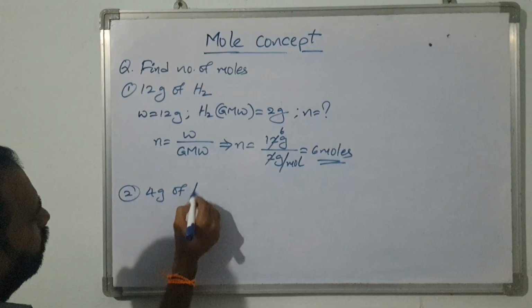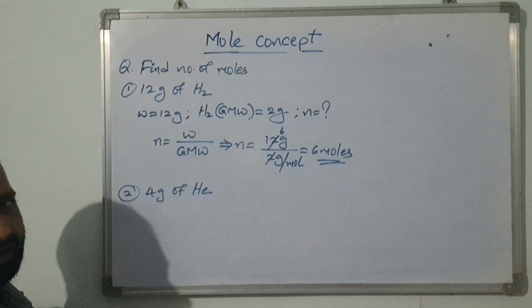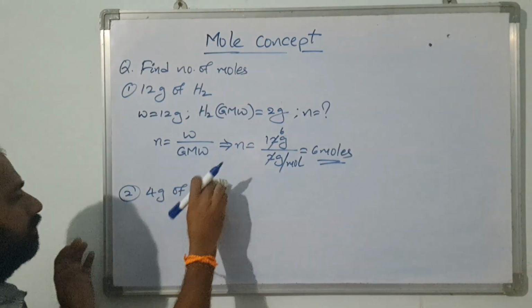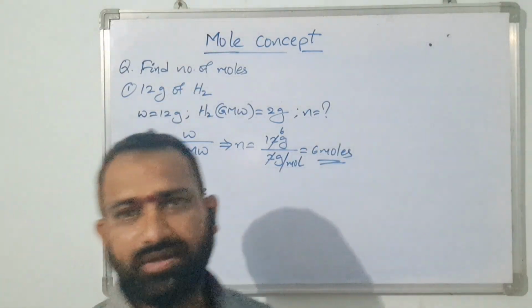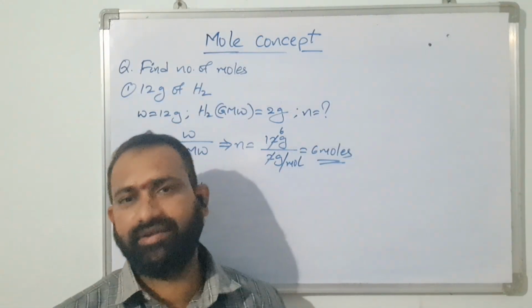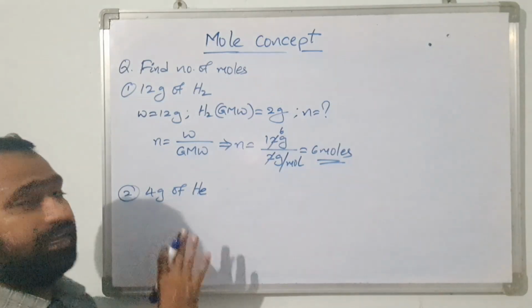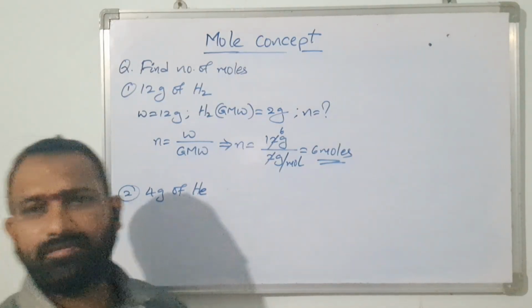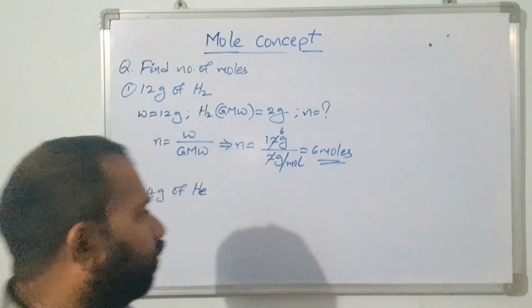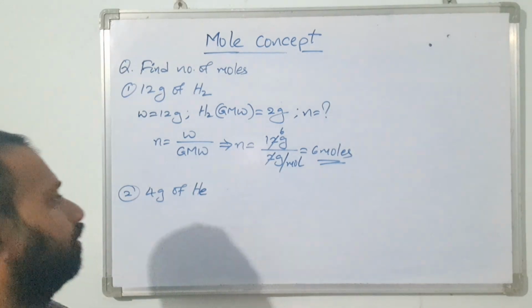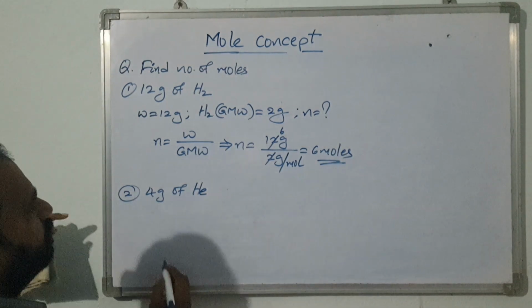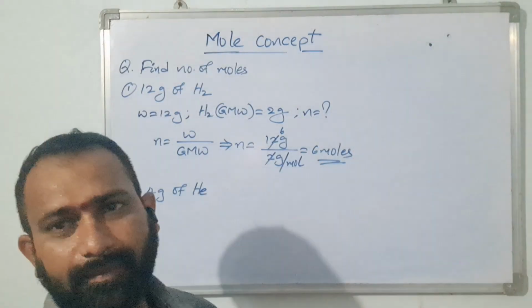Okay, next, second question. 4 grams of helium. So helium, He, 4 grams of helium. Helium symbol is He. So only one atom is given. So when atoms are given, which formula should we use? Given weight by gram atomic weight.